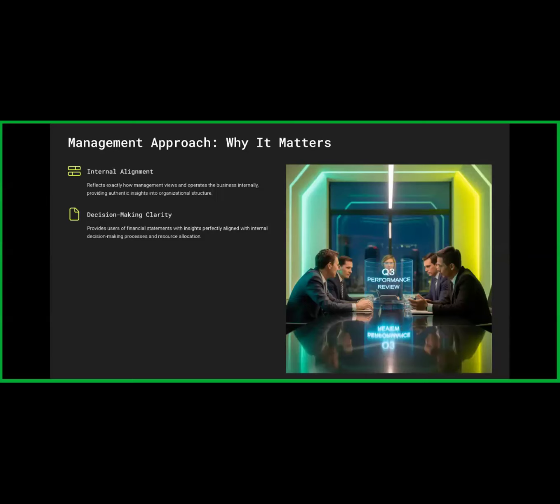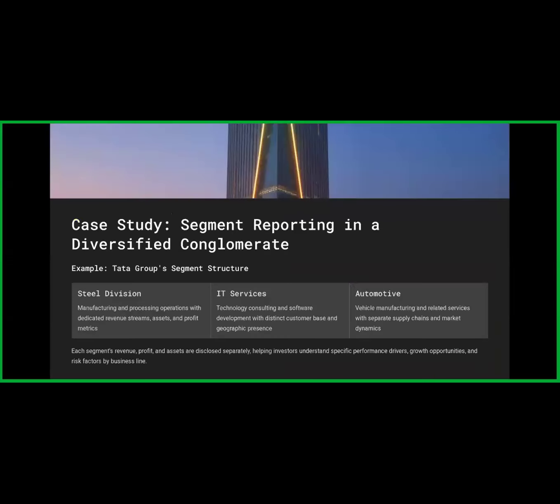Decision making clarity provides the users of the financial statements with insights perfectly aligned with the internal decision making processes and resource allocation. How the CODM allocates the available resources into the different segments, and what the internal decision making process is. By analyzing the different segments, we know which segment is performing, and so on that basis we see how the decision is taken by the management for the different segments.